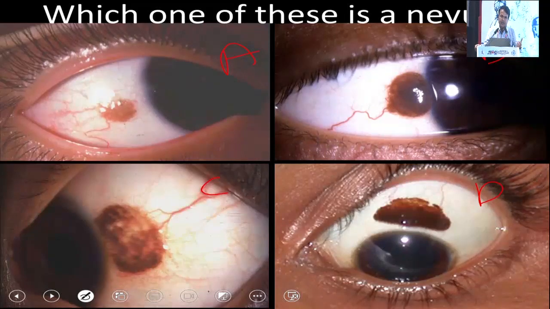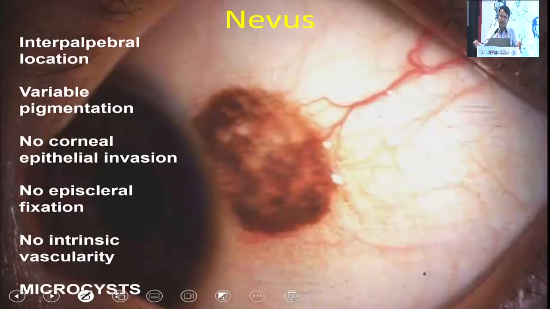But if this patient is sitting on your chair on Monday morning when you all go back to the clinics after AIOC and you have to take a decision as to which one is a nevus and which one is not a nevus and you have to commit to a treatment, how do you do that? Well, we have a clinical checklist and the clinical checklist is very simple. If it is located in the interpalpebral bulbar area, if it has variable pigmentation starting from tan brown to dark brown, there is no corneal epithelial invasion, it respects the limbus, stops just short of it.